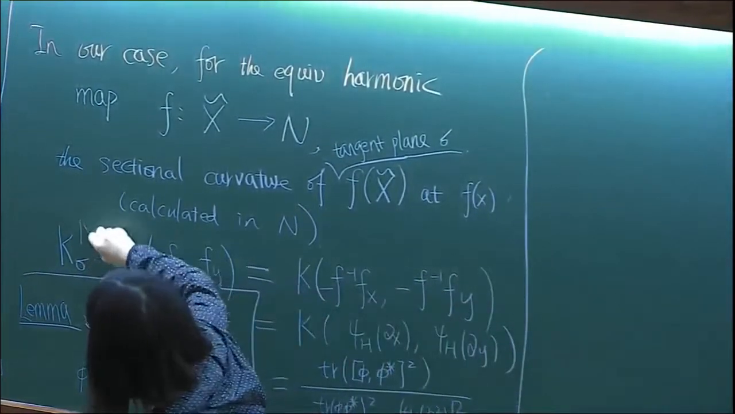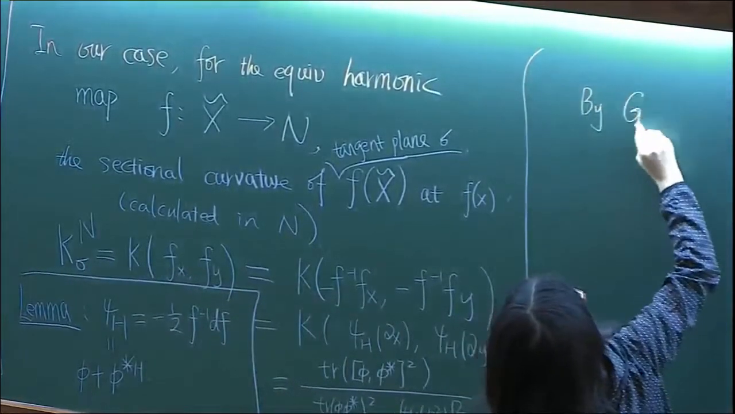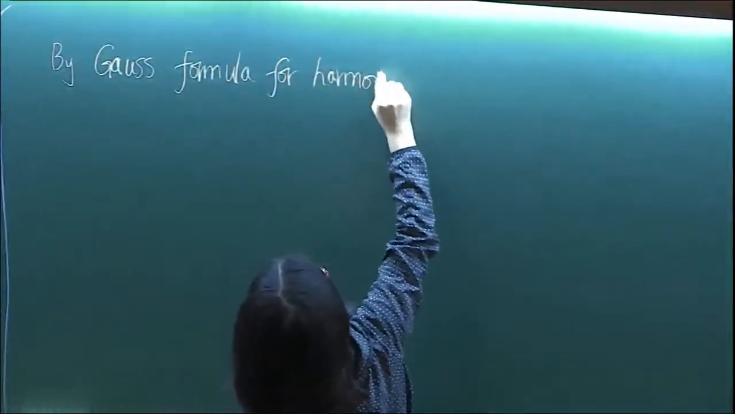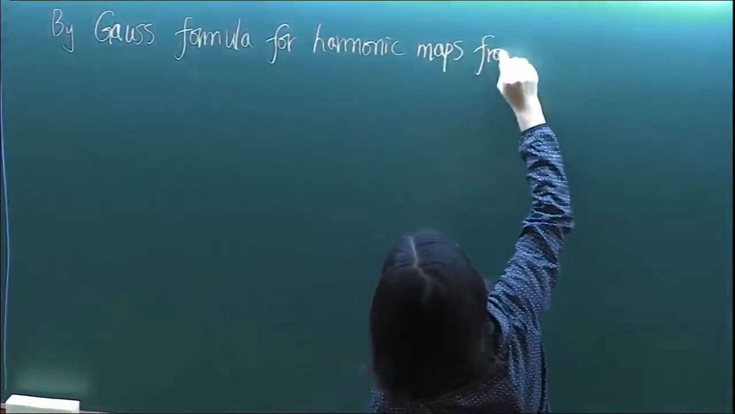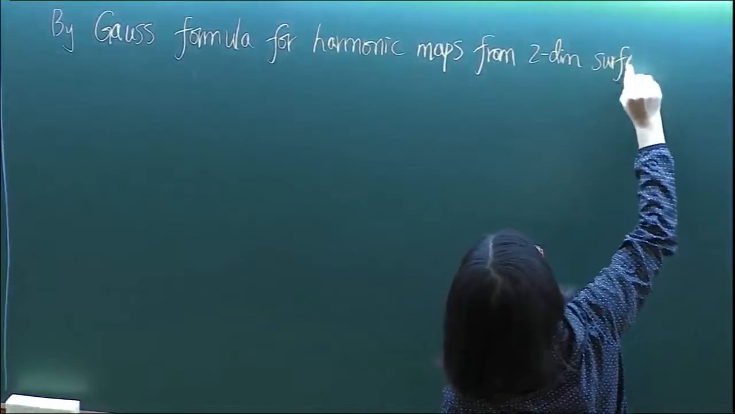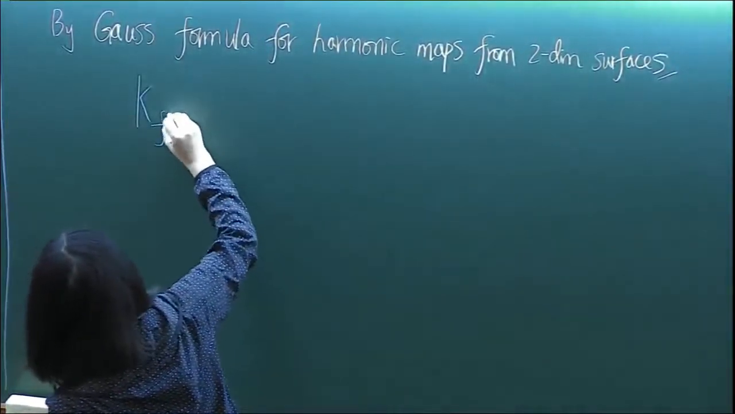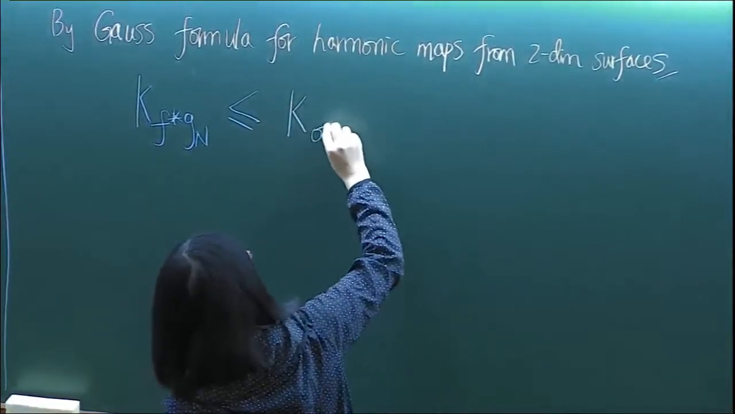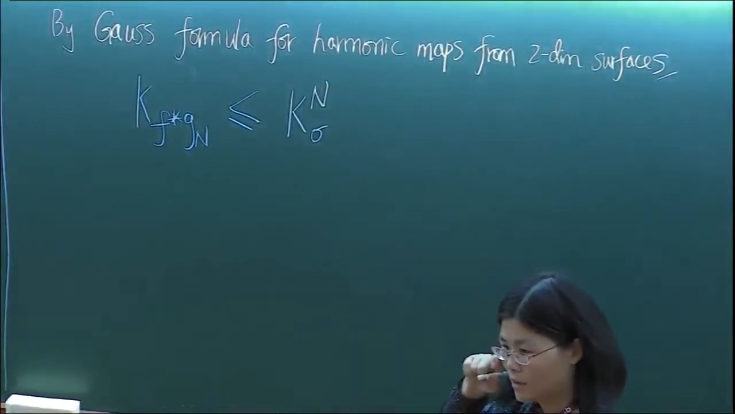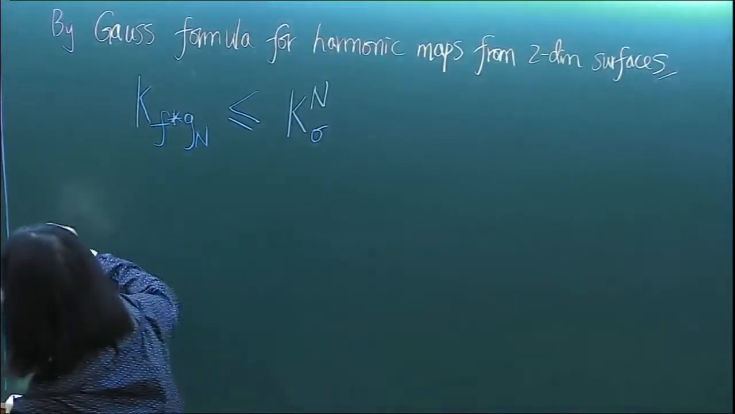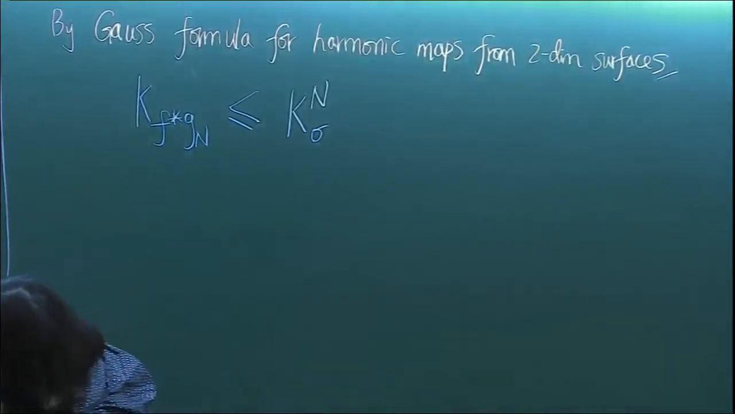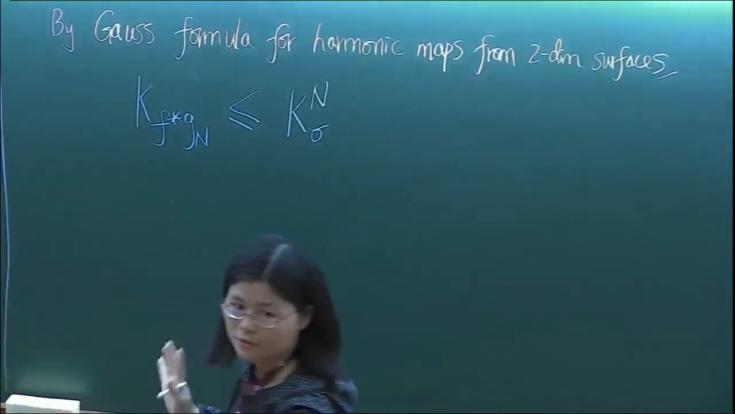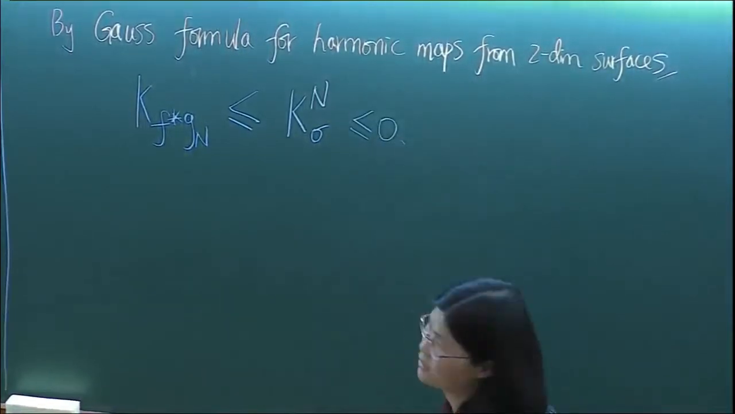So this curvature, let's say in N, by the Gauss formula for harmonic maps from a two-dimensional surface, we have that the pullback matrix curvature, which is really the curvature on the surface, is always smaller than the curvature of this tangent plane calculated in N. There is a remark that if we look at this formula, we always see it's less than 0, just because we know that this thing is negative. But I don't explain it. So actually, we always know this is less than or equal to 0.